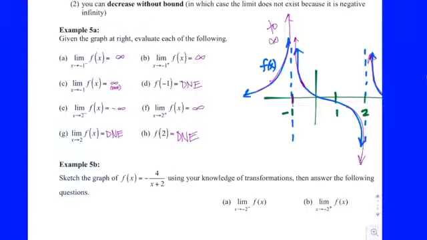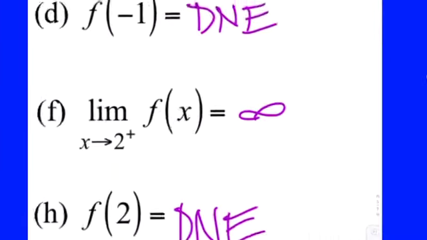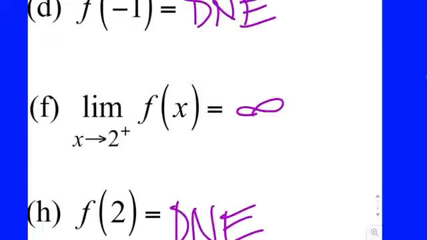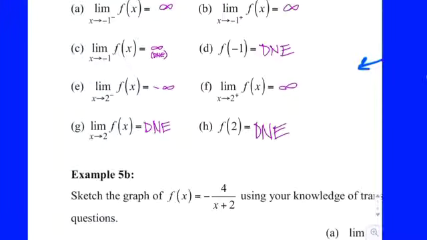All right, cool. So these are called infinite non-removable discontinuities. You can clearly see now why we call them infinite discontinuities. They force the y values up or down to a certain type of infinity.